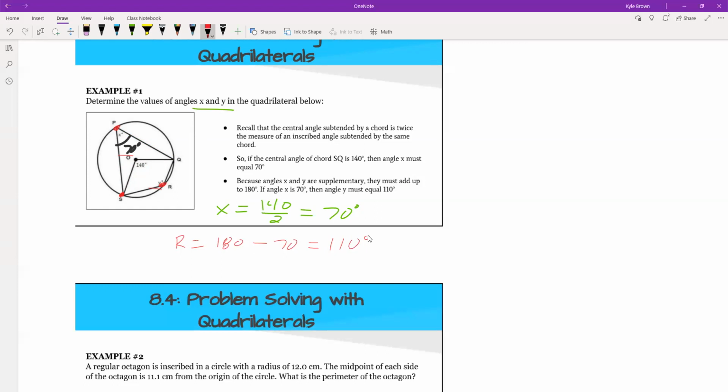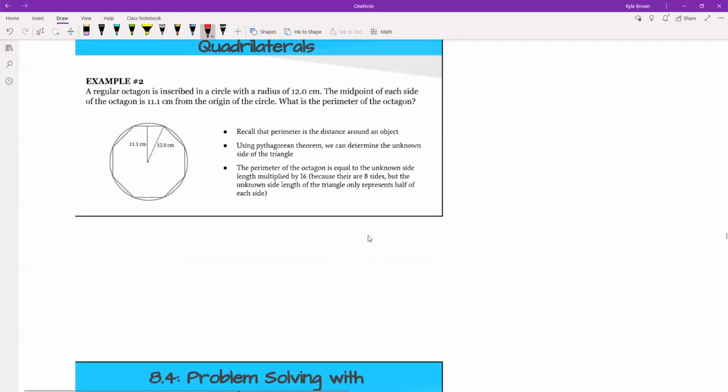That's it. That's the idea. So now this is a different style of question here. It says a regular octagon is inscribed in a circle with a radius of 12 centimeters. The midpoint of each side of the octagon is 11.1 centimeters from the center of the circle. What's the perimeter of the octagon?